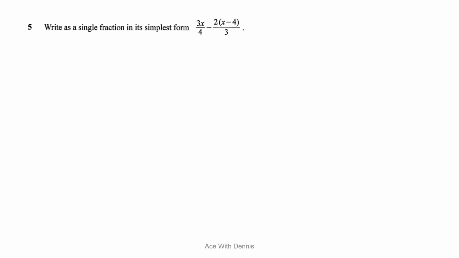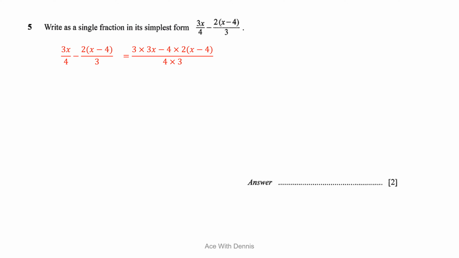5. Write as a single fraction in its simplest form, 3x over 4 minus 2 bracket x minus 4 over 3. 2 marks. So given this expression, the very first thing we need to do is make them have the common denominator, which is the LCM of 4 and 3, and we can just multiply these two numbers, 4 times 3.